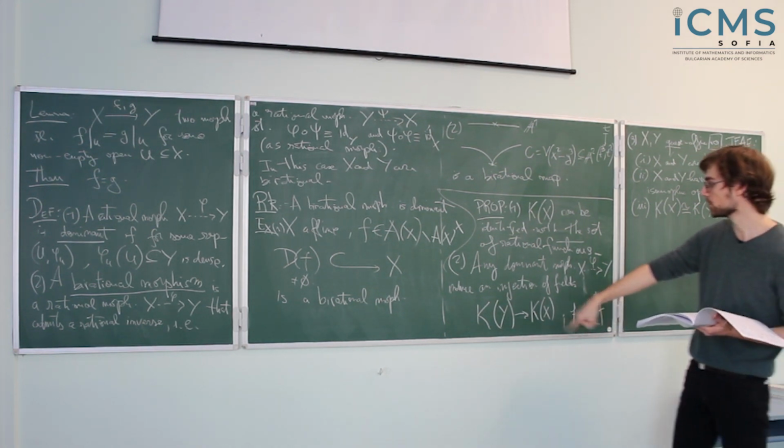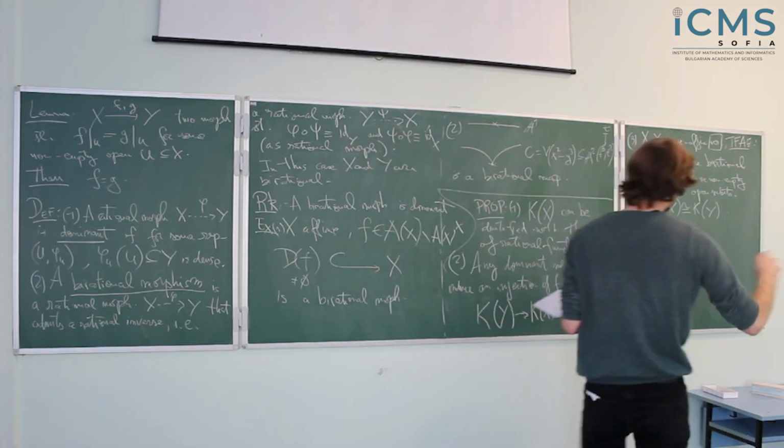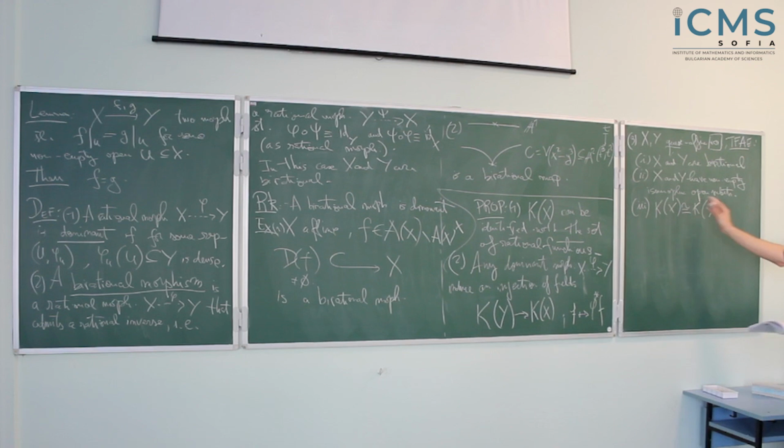So if you have one dominant morphism from one direction, phi, you take the bidirectional inverse, and these pullbacks define the isomorphism between the two, like this.